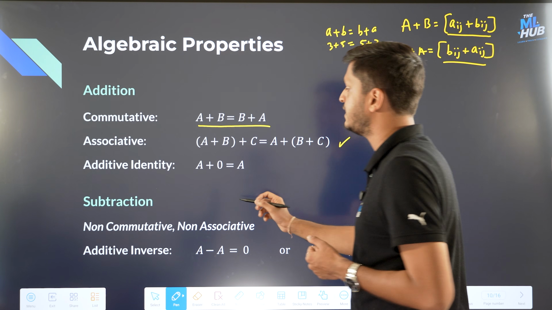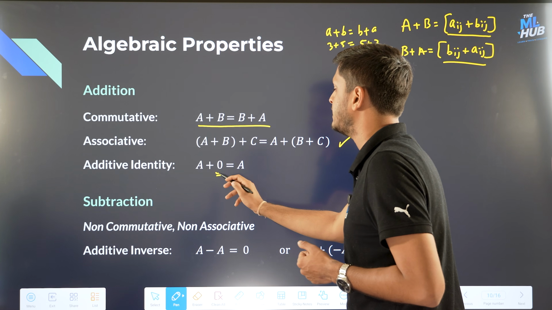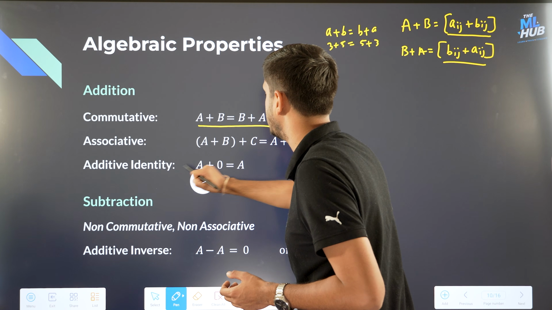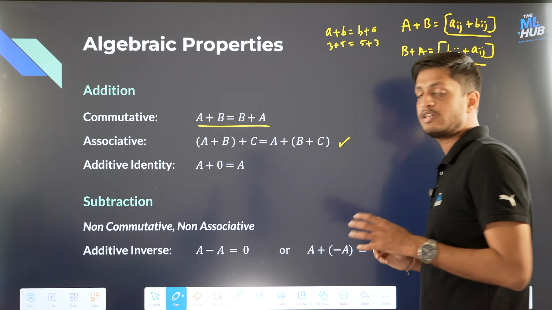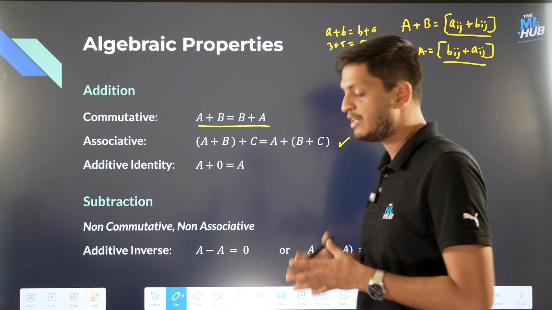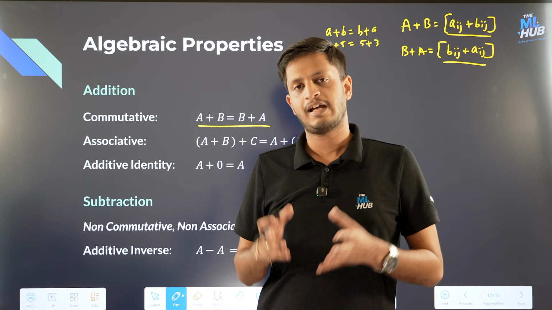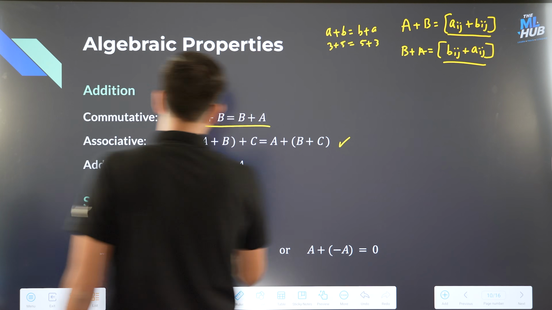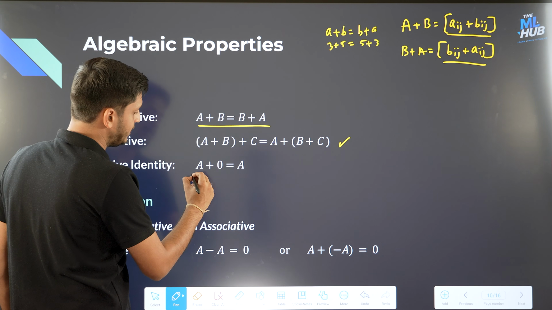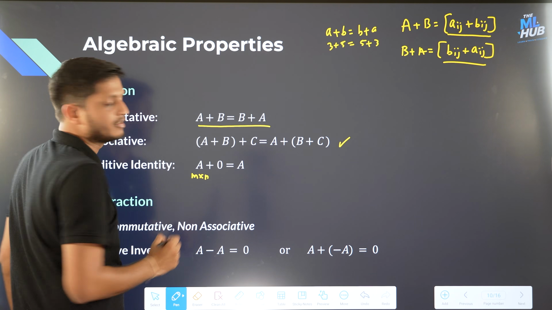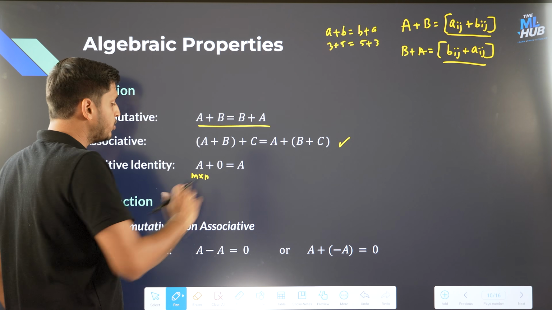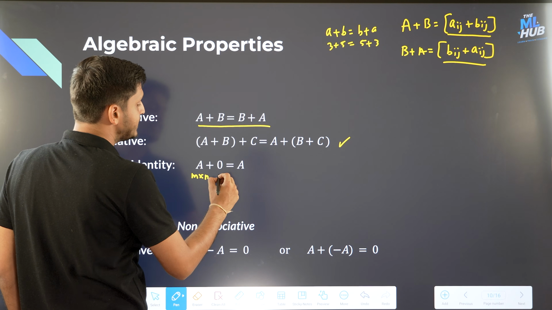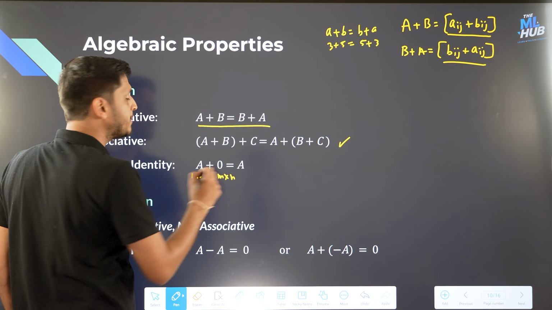Next is additive identity. So the 0 matrix is said to be the additive identity of any matrix. But the 0 matrix of what order? See, what is a 0 matrix? Any matrix with all elements 0 is called a 0 matrix. And let's say for a matrix A, which is of order m cross n, you cannot add any 0 matrix to it. You can only add the 0 matrix which is of size m cross n. Its order must also be m cross n.